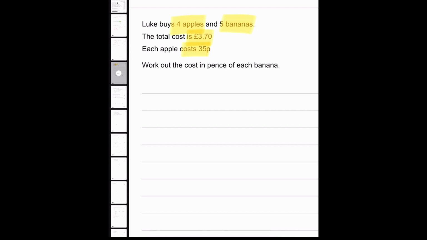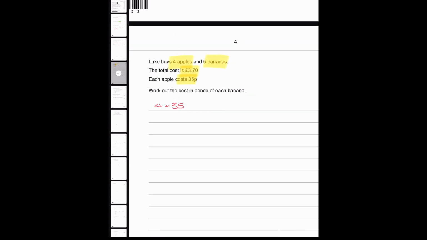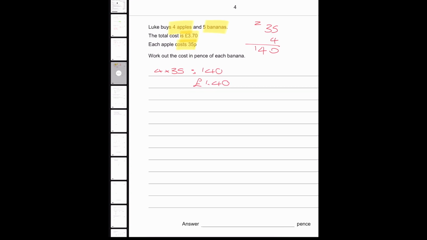Since we bought 4 apples at 35p each, we can multiply these to work out the total cost. This gives us 140p. Now we can deduct this from how much we spent. £3.70 minus £1.40 gives us £2.30. This means that 5 bananas cost £2.30.